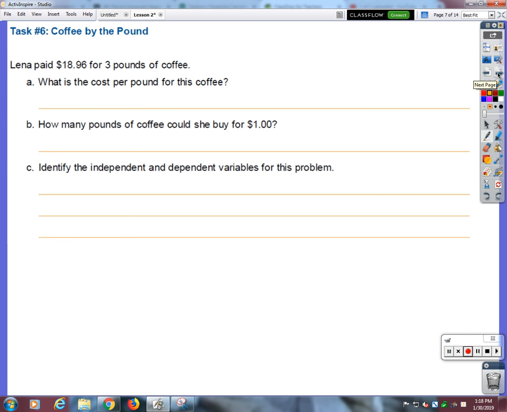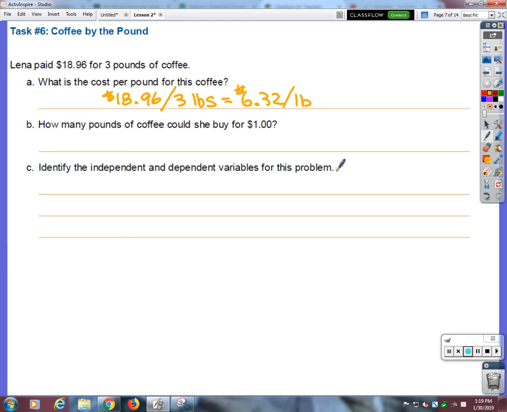Alright, next one, coffee by the pound. Lena paid $18.96 for 3 pounds of coffee. What is the cost per pound for this coffee? How'd you get that? Okay. So Matthew took the cost and divided it by the pounds, and he got the cost per pound.